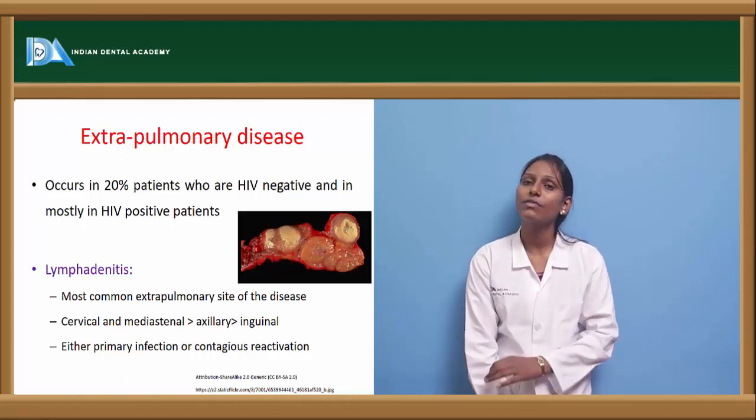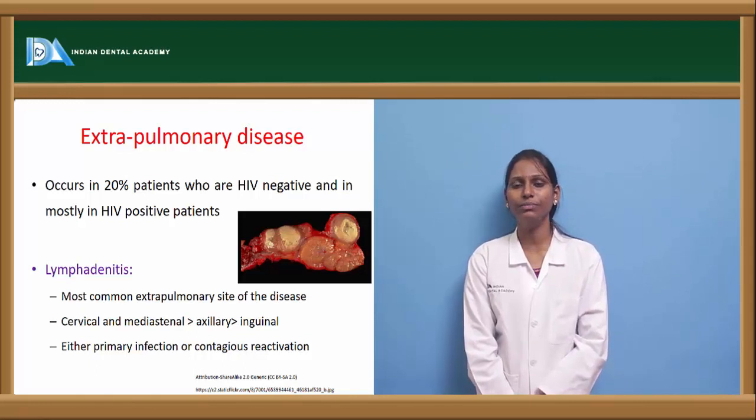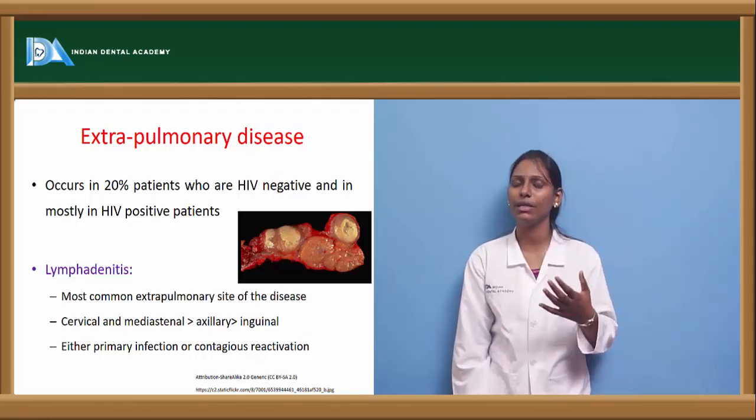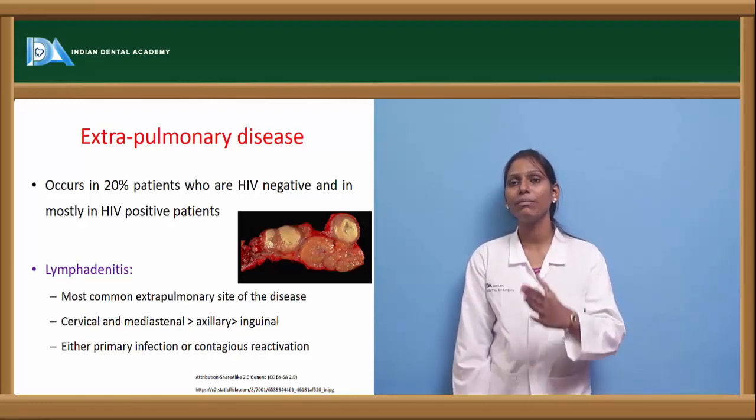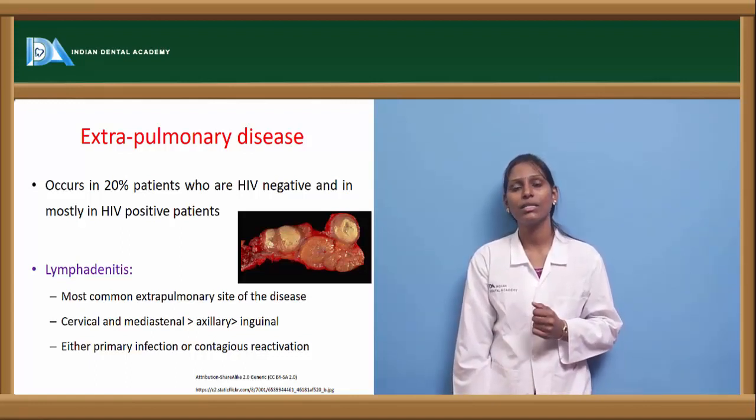Here lymphadenitis is one of the most common features. There will be enlargement of lymph nodes. Usually, initially there will be multiple lymph node enlargements which are discrete, which later become matted. The most common extrapulmonary site of disease is the lymph nodes, that is lymphadenitis.